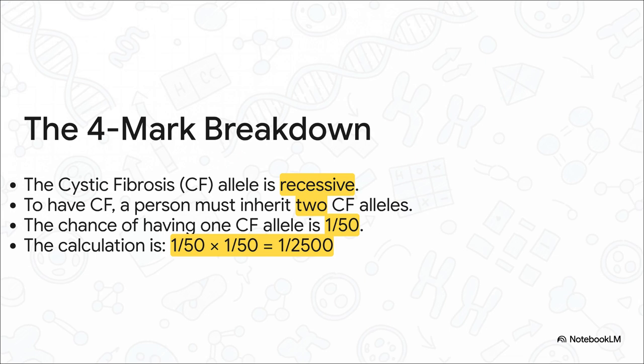Point 2. Third, you state the probability of getting one of those copies, which the question gives you, 1 in 50. And finally, you do the math. The chance of inheriting 1 from your mother is 1 in 50, and the chance of inheriting 1 from your father is 1 in 50. To find the probability of both things happening, you multiply them. So 1 over 50 times 1 over 50 gives you 1 over 2,500. Nail those 4 points, and you've nailed the question.